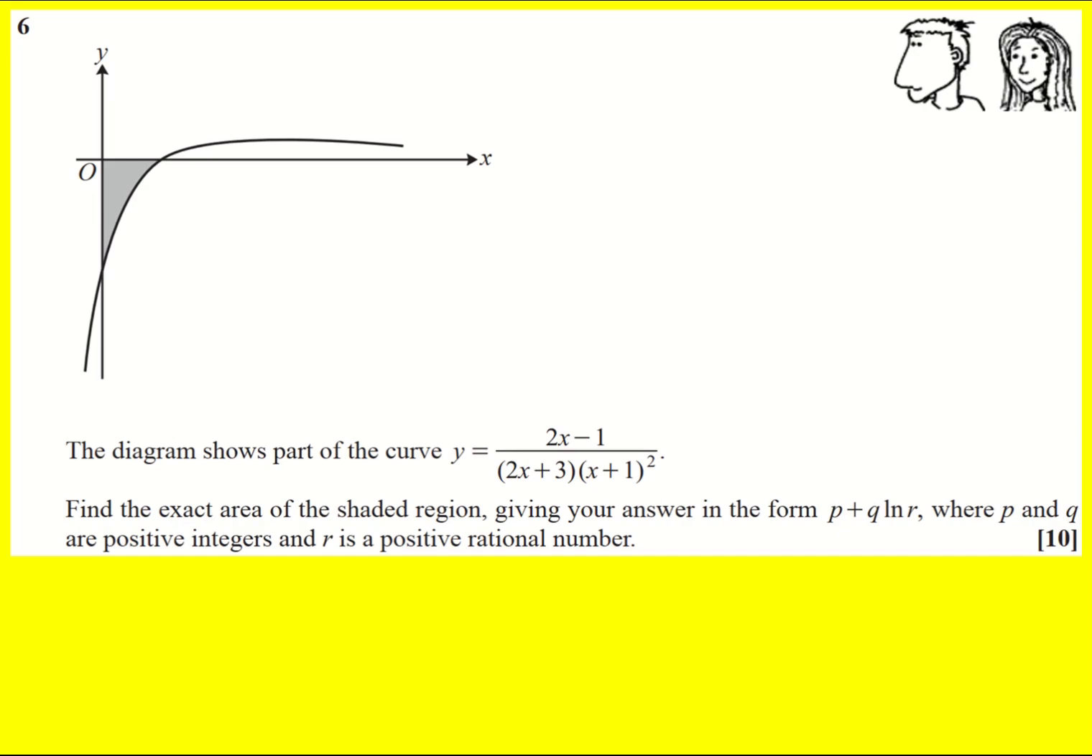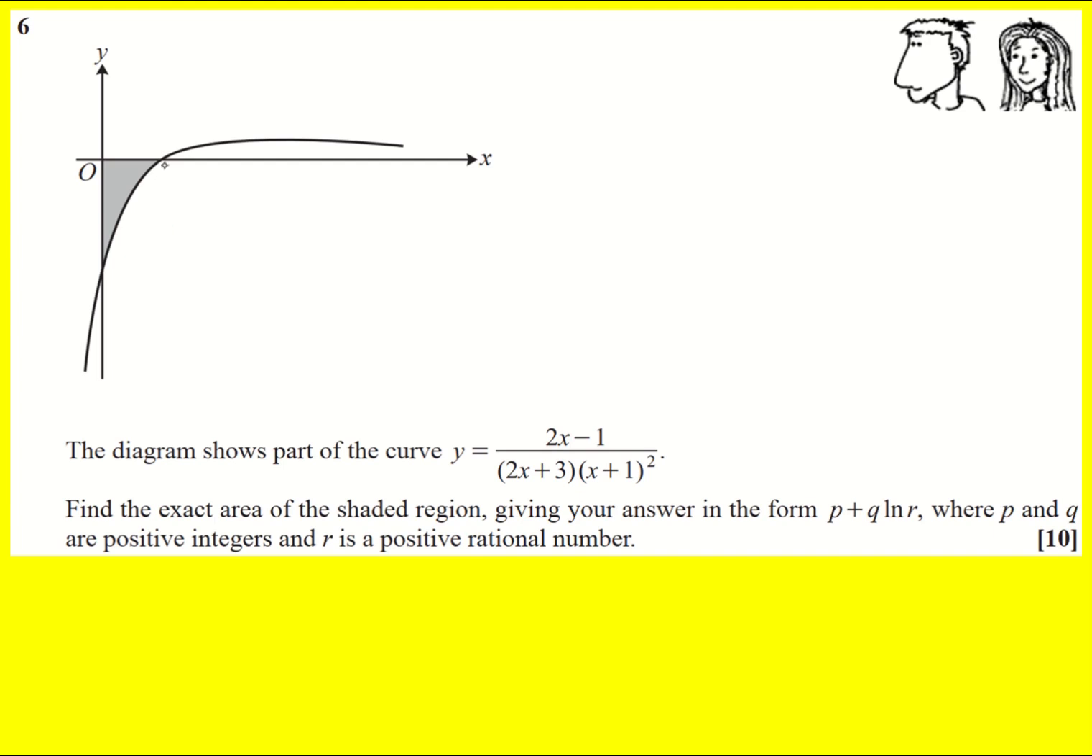We need to find the exact area of this shaded region. So that's going to involve some integration. We note, first of all, that when you integrate a function that's below the x-axis, we're going to get a negative. So at the very end, we're going to have to put a negative sign in. What I mean is you could get, say, -2, and the actual area would be 2.